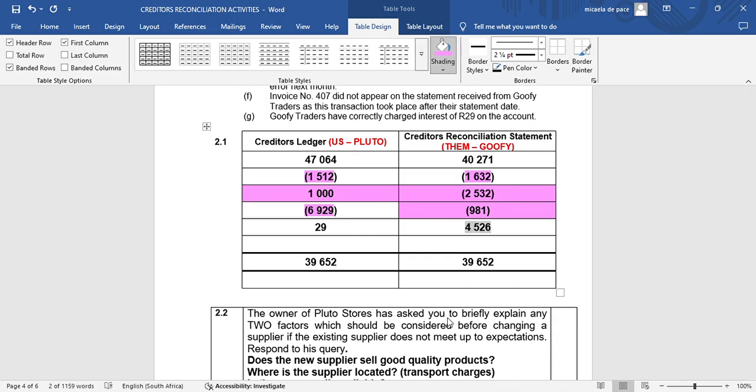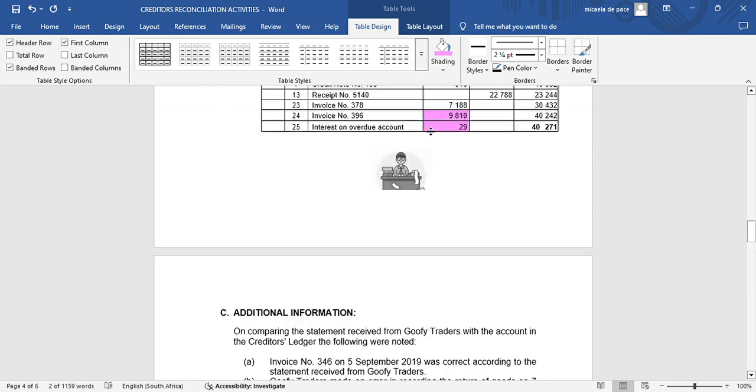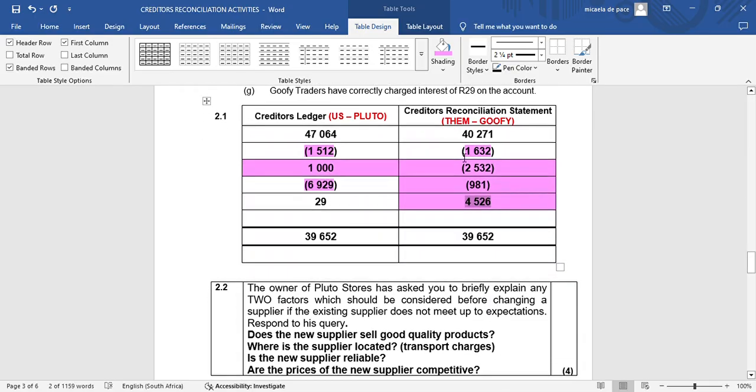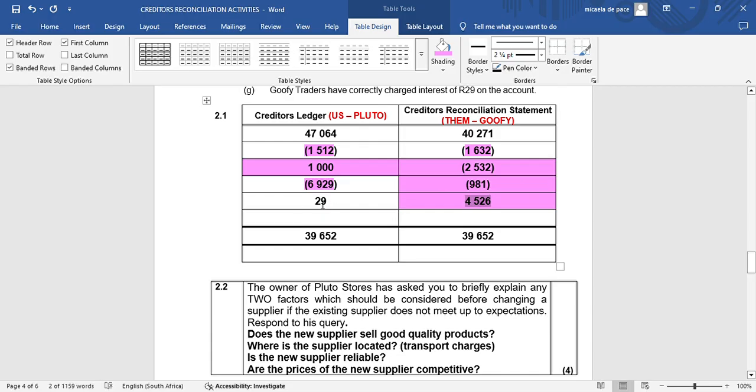that is owed. And then the last one here: Goofy Traders have correctly charged interest of 29 Rand on the account. You will see that it appears in the statement, but it doesn't appear in our ledger. So we are wrong. We put the 29 Rand and we are going to add that to the amount that we owe. Okay, and then if you add up the two columns, you will see that the two totals are now equal, so we have reconciled the differences.